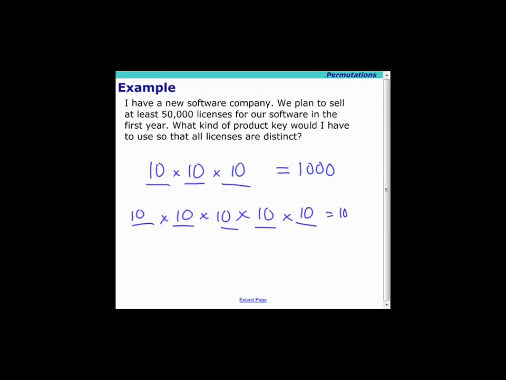Be 100,000. 100,000 licenses. I want to have at least 50,000. 100,000, that should cover it. All I'd have to do is just have a 5-digit product key, and I would have at least 100,000, or I would have 100,000 different license keys for that.